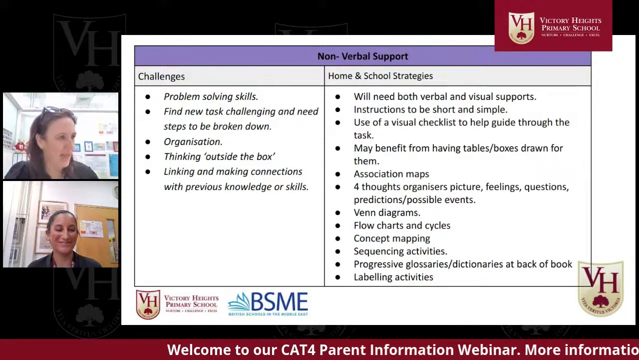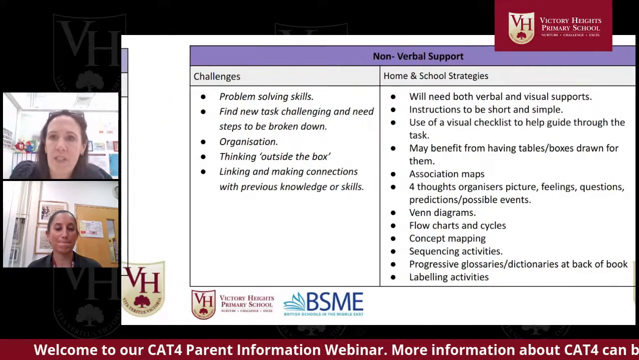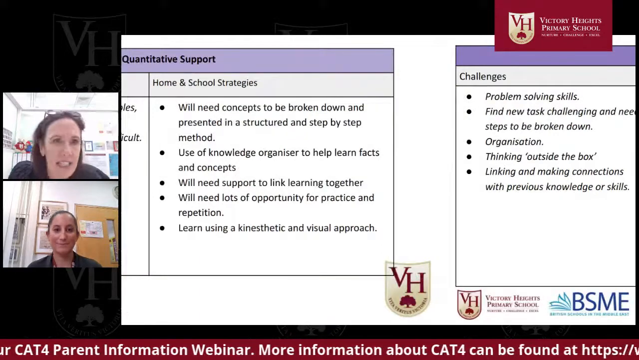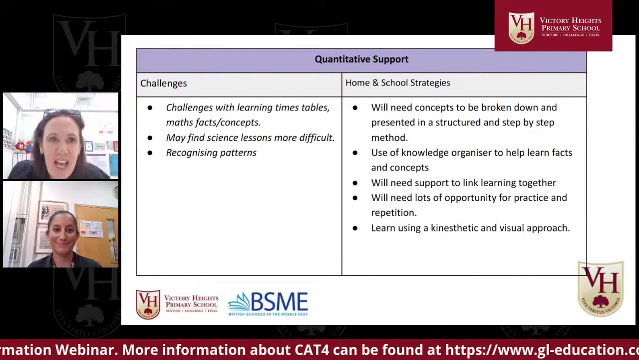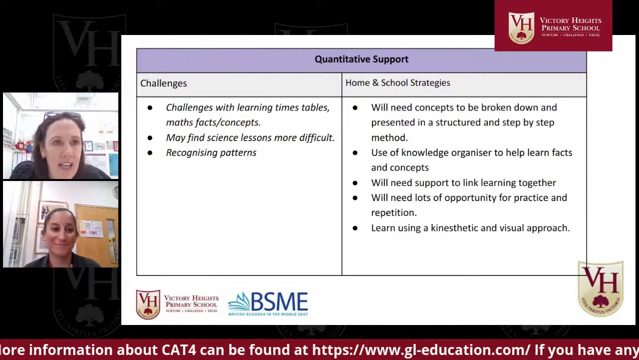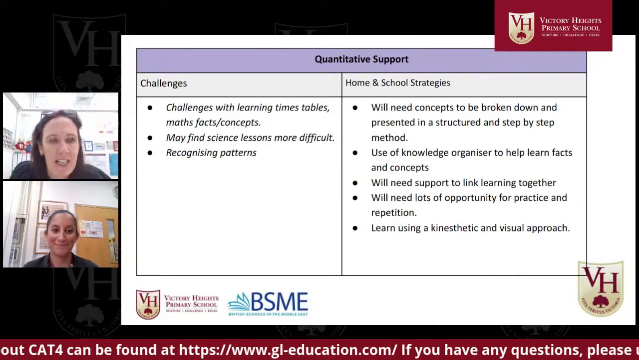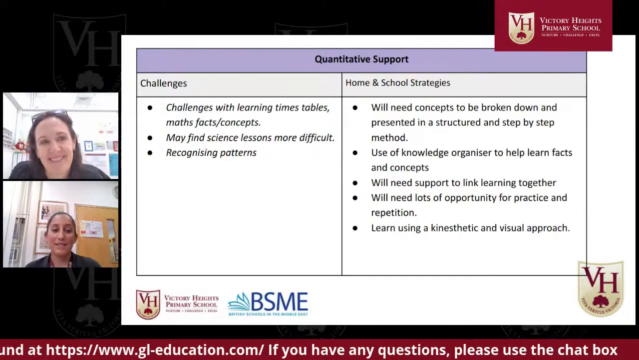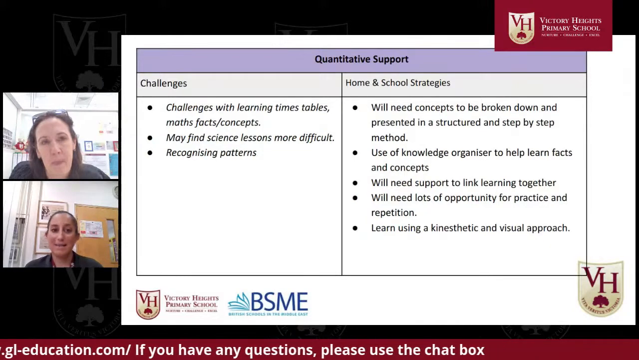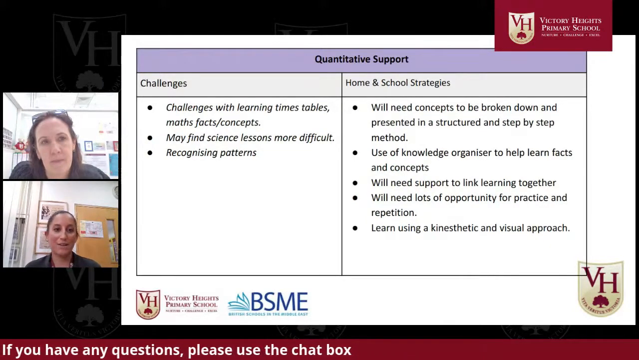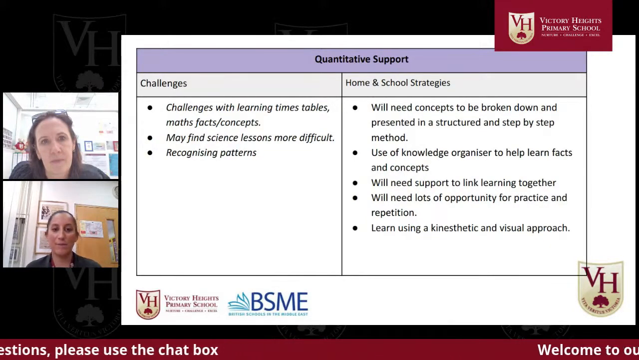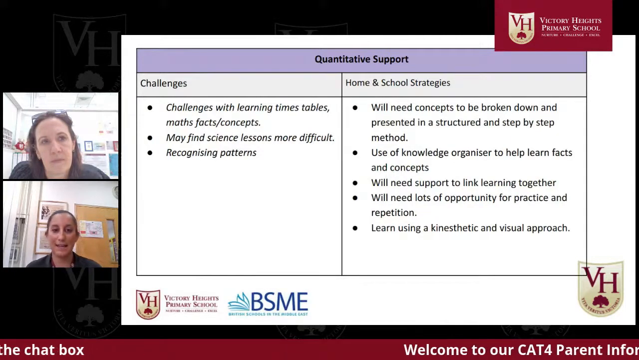Thanks, Miss Michelle. And the next battery here is quantitative support. So where this links to maths, and how we can support and what that looks like in class or at home. Yep, so this might be difficulties with learning times tables, so there's the maths facts and the concepts, or possibly we might find some difficulties in the science.